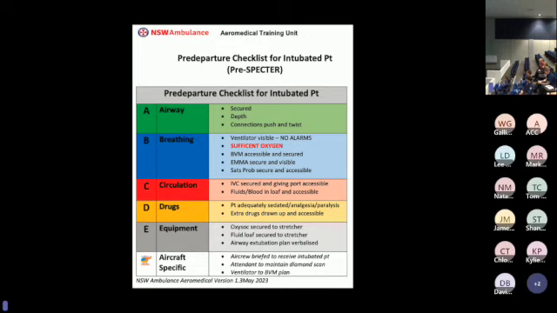Make sense? So with that in mind, we look at this cyclic. We're delivering a chat about a pre-departure checklist for intubated patients. And so there's a couple of things here I want to run through that you're going to go through again in cyclic, but for those of you that don't get there, this is a nice way to touch off on it.